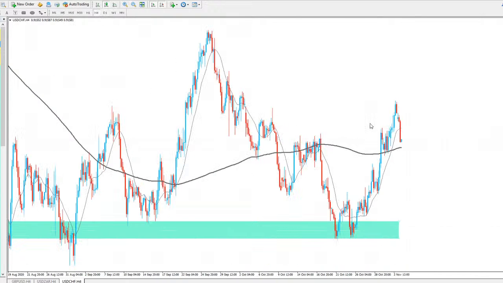However, we are looking bearish now. I'm probably going to be expecting price to continue a little bit further before that comes back into the market there. So that could be an interesting setup in the future.